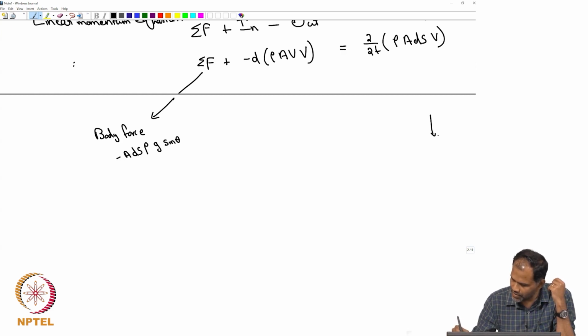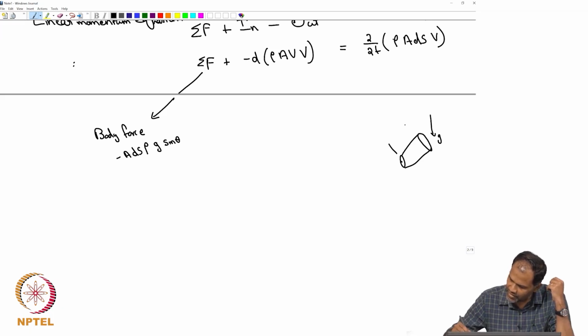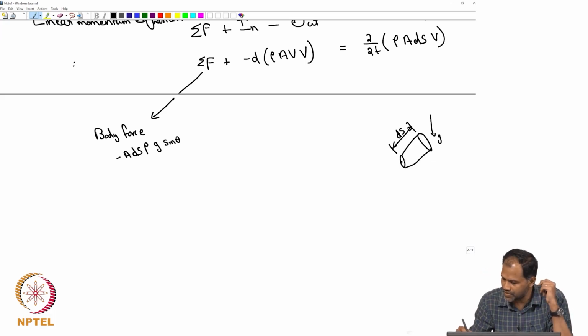So, that is the direction in which g is acting. That's the kind of fluid element that we were really looking at, and we said that is nothing but ds, right? The length of the element.